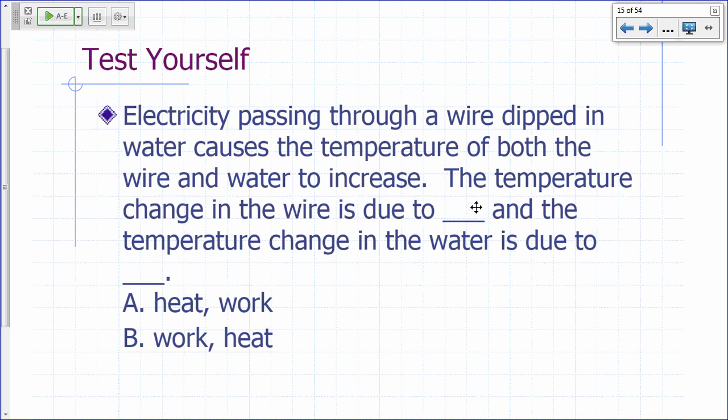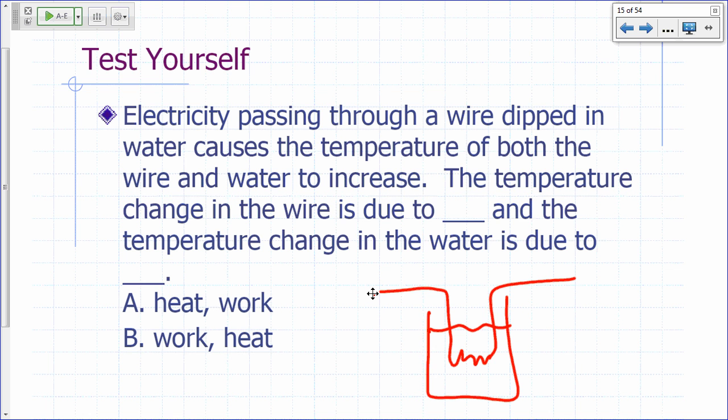Here's another example. If you pass electricity through a wire, so let's say you have a piece of wire and you dip it in water, you pass electricity through your wire, and the temperature of the wire will increase, and the temperature of the water will increase. So the temperature increase in the wire, is that due to heat or work? And the change in the temperature of the water, is that due to heat or work? What would go into these blanks right here?